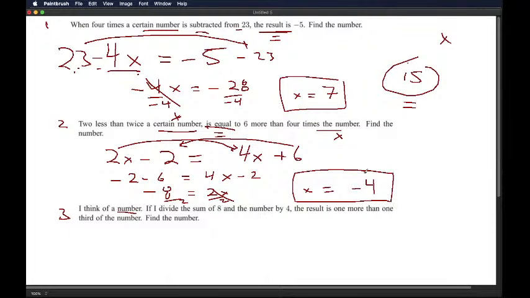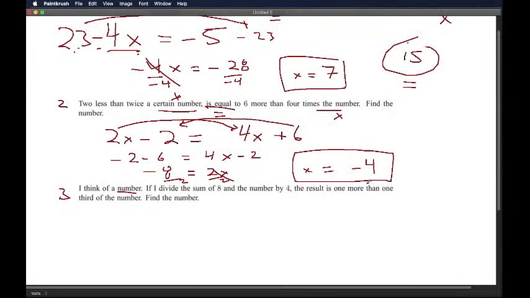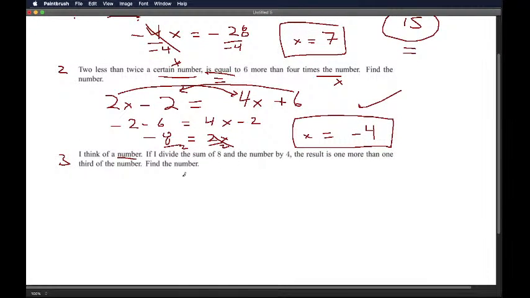Did I do that one right? You got 4. I get -4. So what have we done wrong? -4. Okay, so we're okay then. Good. -4. So let's take a look at the last one here.